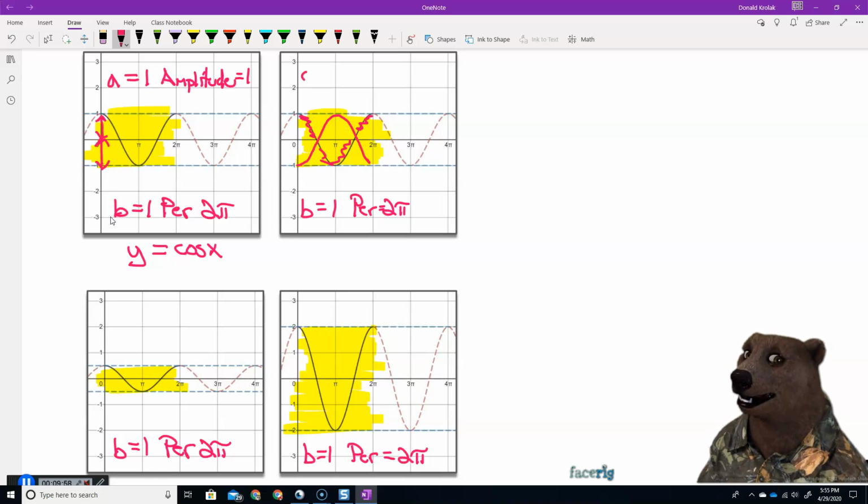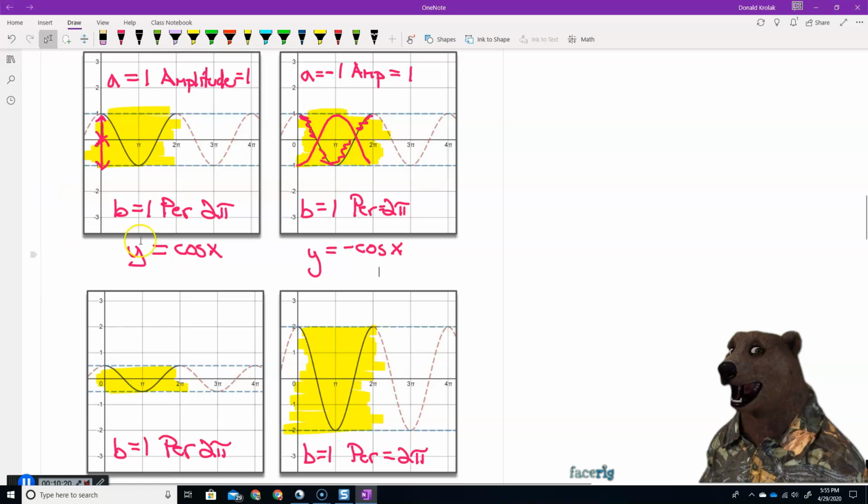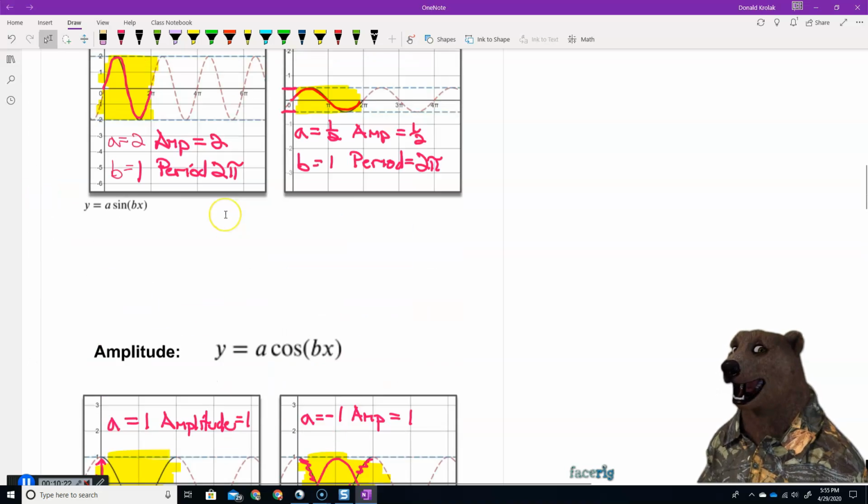All right, so A in this case, since it flipped, is -1. The amplitude is always a positive number, so amplitude is still 1. And this equation would be y equals negative 1 cosine bx. B is 1. So there's my equation.